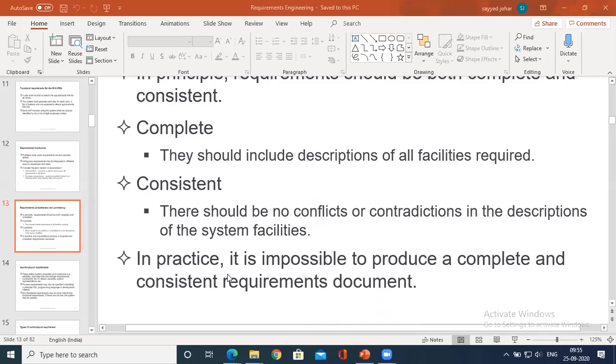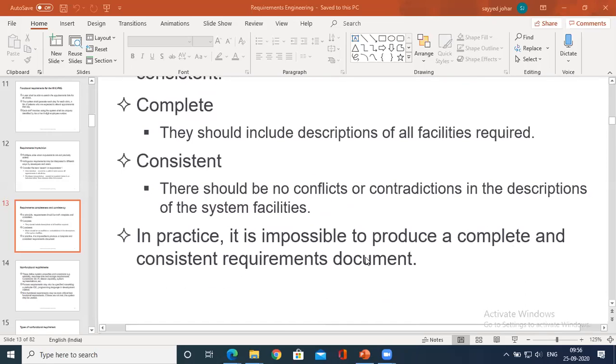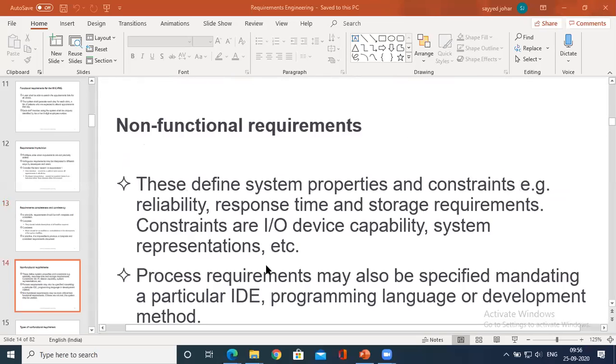So finally, the conclusion: in practice, it is a highly impossible task to produce complete and consistent data. But to an extent, we should see that to have a correct optimized output, or an optimized system which can have high consistency, that should include complete and consistent requirements.